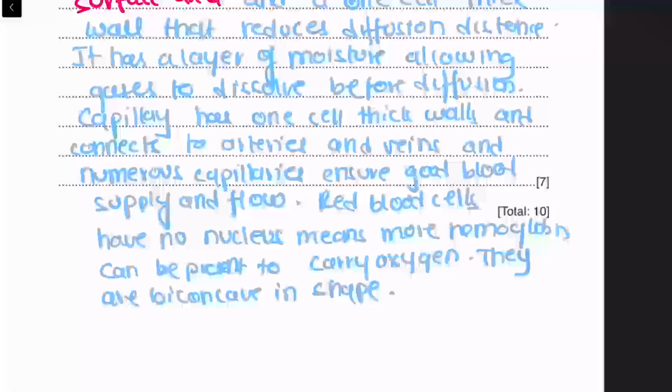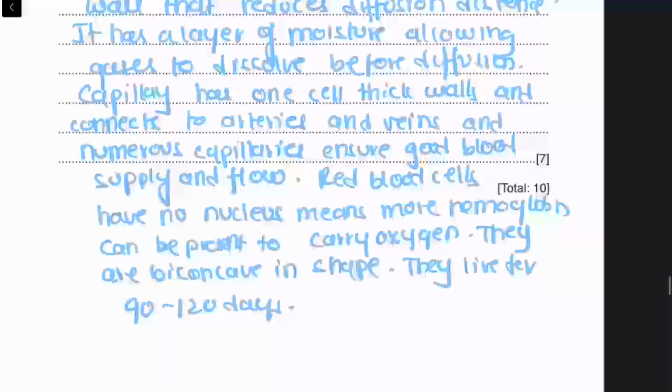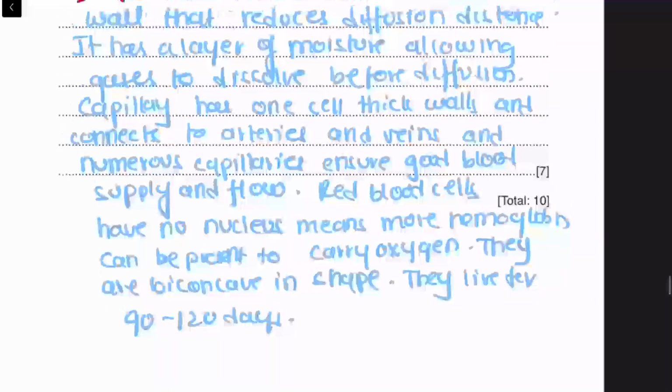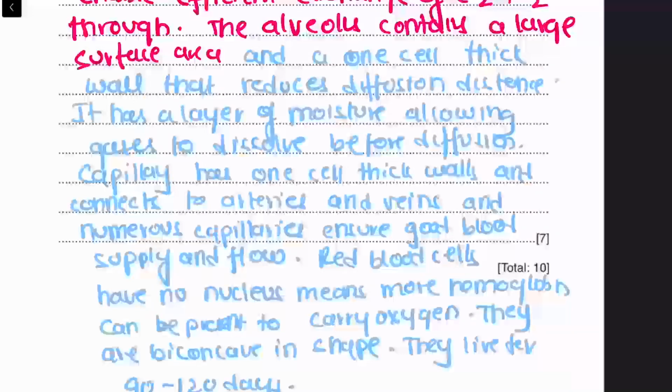And another point, so that you don't have to write biconcave, you're just supposed to write the characteristics now. And then also you can write another characteristic, they live for 90 to 120 days. They're there for a long time, so they can carry out their job. Can be present to carry oxygen. They are biconcave in shape. They live for 90 to 120 days.